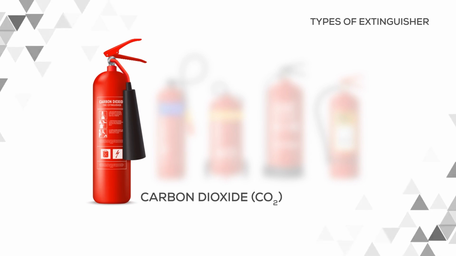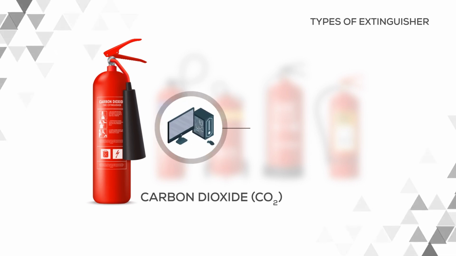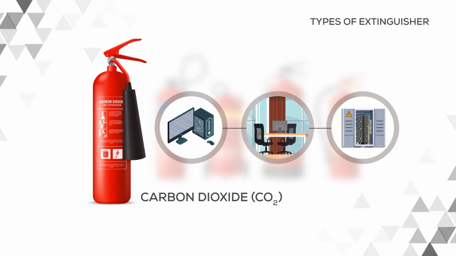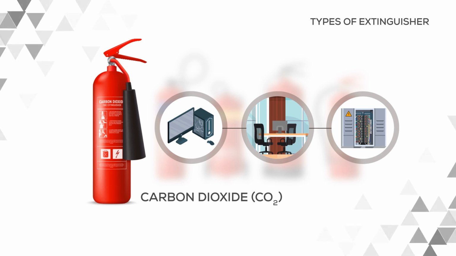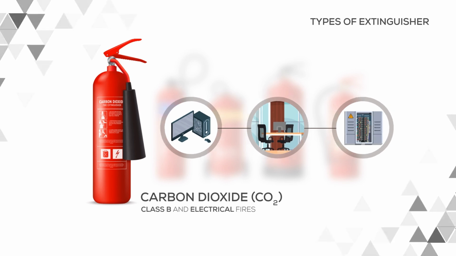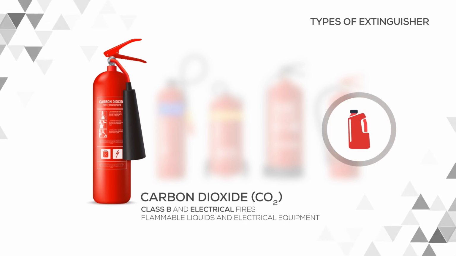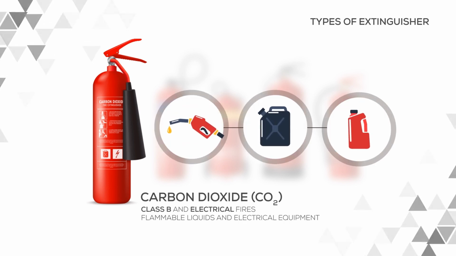Carbon dioxide, CO2. CO2 extinguishers are ideal for places with a lot of electrical equipment, such as offices or server rooms, because they are safe to use on fires involving electrical apparatus. Carbon dioxide extinguishers do not leave any residue, unlike a foam extinguisher. They can also be used on Class B fires, those involving flammable liquids such as paraffin or petrol. CO2 extinguishers work by smothering the fire and cutting off the air supply.